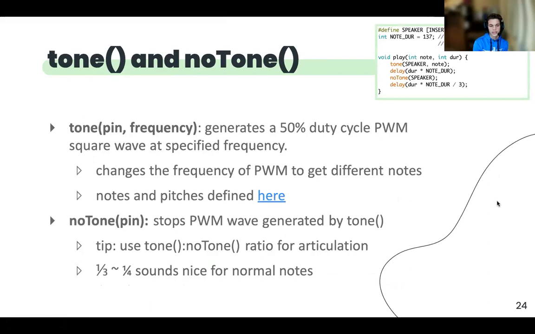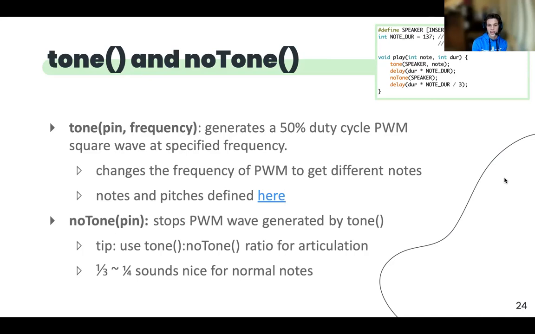Like we just said, tone is a new function that we're using, where you input a pin and the frequency that you want, and it will generate a 50% duty cycle PWM square wave at the specified frequency. So this allows you to change the frequency of the PWM wave you are outputting, and that will allow you to get different musical notes.